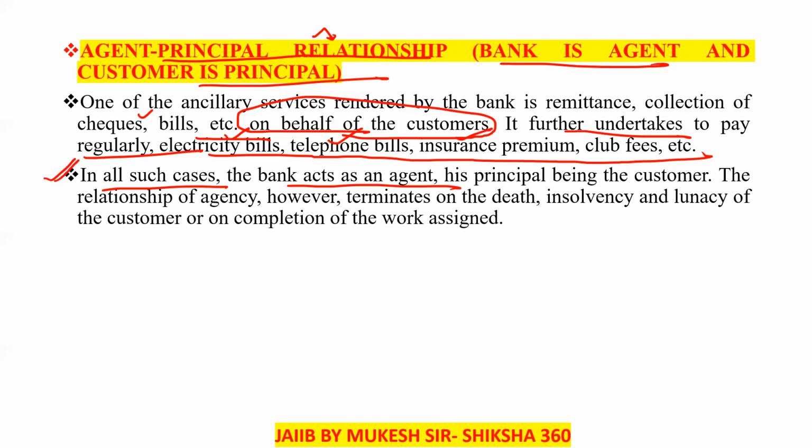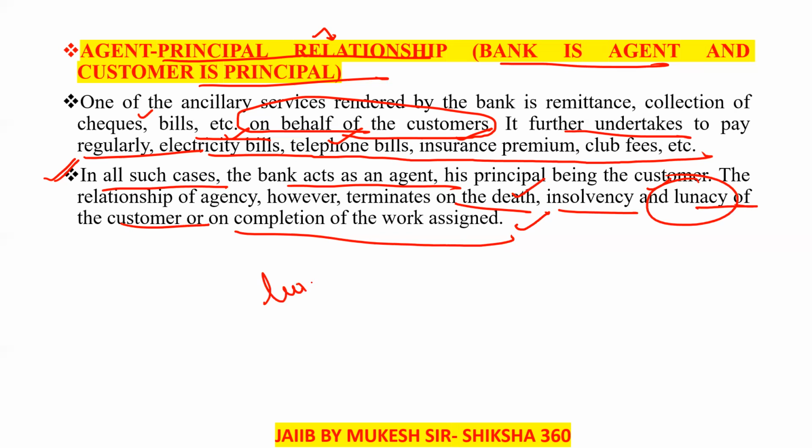The relationship of agency, however, terminates. That is, the relationship between the customer and the bank terminates on the death, insolvency or lunacy of the customer, or on the completion of the work assigned. Please tell what is the meaning of that lunacy.